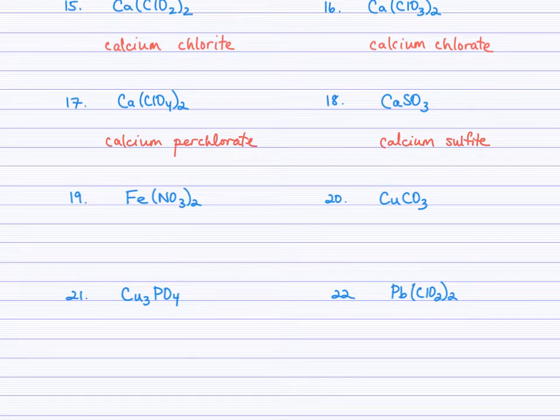Okay, so we have calcium perchlorate, calcium sulfite. There's the atoms that make up the sulfite ion there. Okay, 19. Notice I have iron here. Iron is multivalent, so we are going to need a Roman numeral here. We have iron something nitrate.